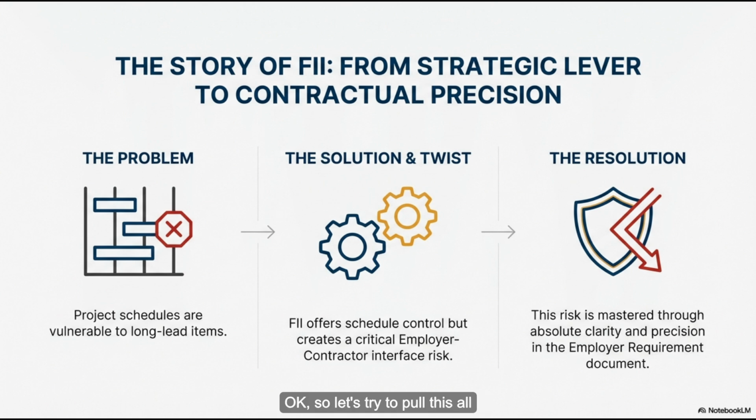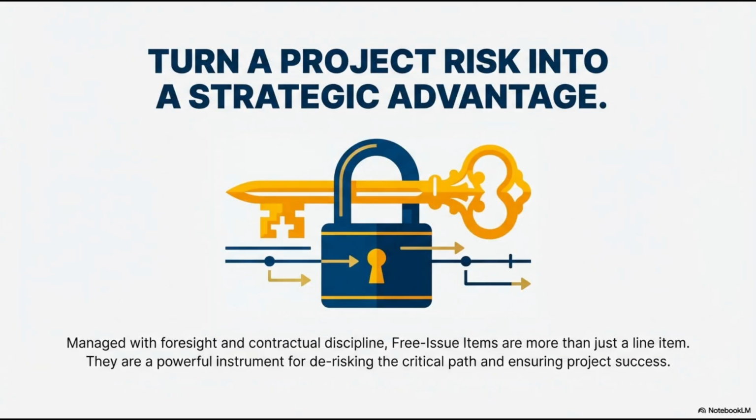Okay, so let's try to pull this all together. Free issue items aren't about getting something for free. They're a strategic lever for speed. Speed is the main driver. Early procurement lets you beat the global supply chain crunch on critical items. But it requires real bravery, or at least deep pockets from the employer, to spend all that money pre-FID. With that 10% cancellation fee hanging over your head.